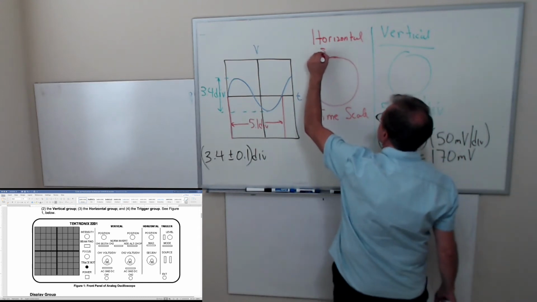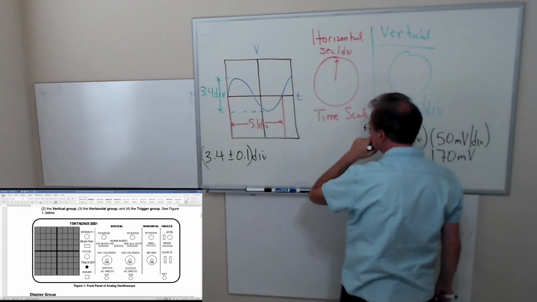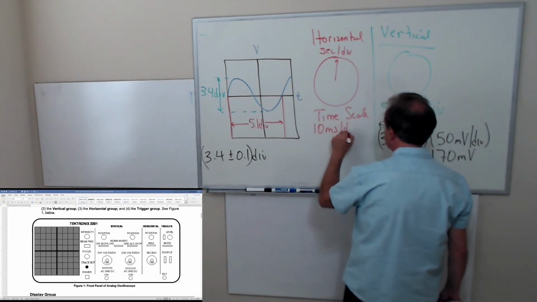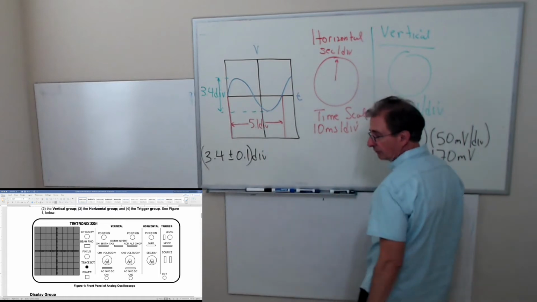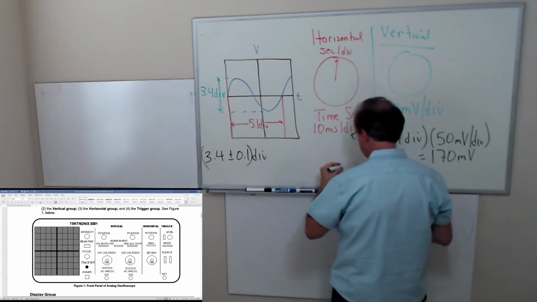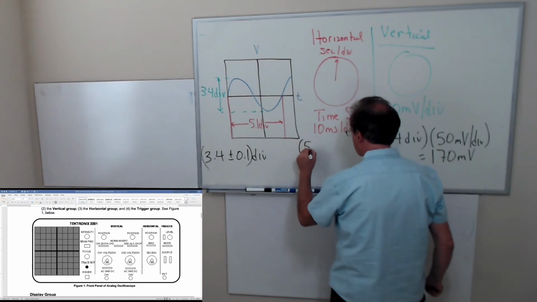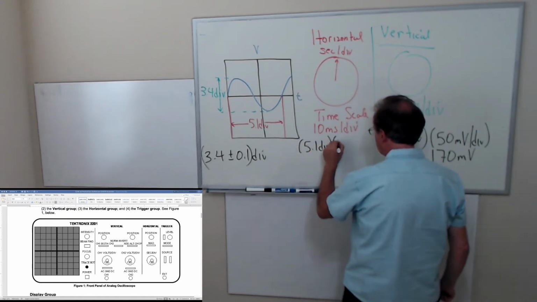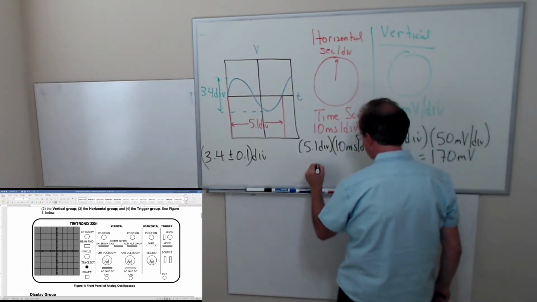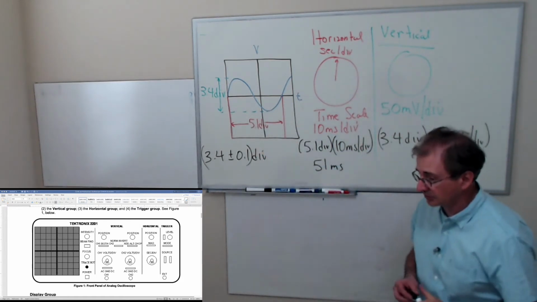The seconds per division. Well, let's say that you set the time scale to 10 milliseconds per division, and this is 5.1 divisions. So then I would take 5.1 divisions times 10 milliseconds per division, and this ends up being 51 milliseconds. So it takes 51 milliseconds for this signal to repeat itself.